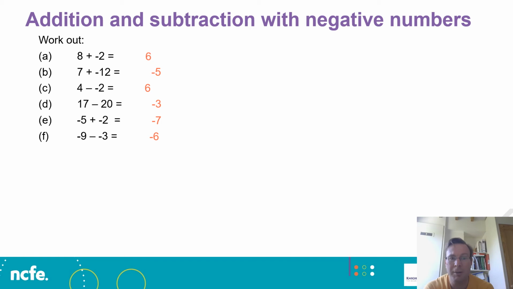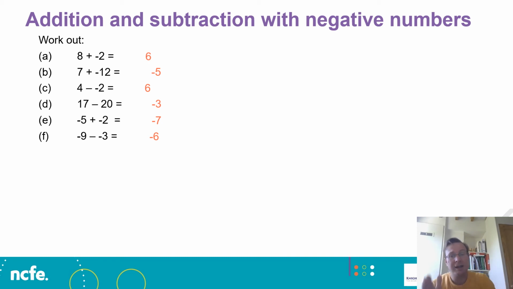-2 plus -5 plus -2 is the same effect as taking away 2. So -5 minus 2 goes all the way back to -7. And then lastly, -9 minus -3 has the same effect as taking -9 plus 3. So we're heading towards 0, but we've still not quite got there. So we're still at -6.